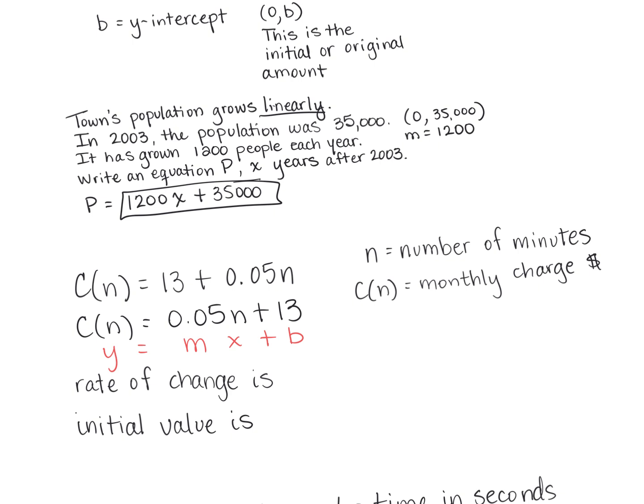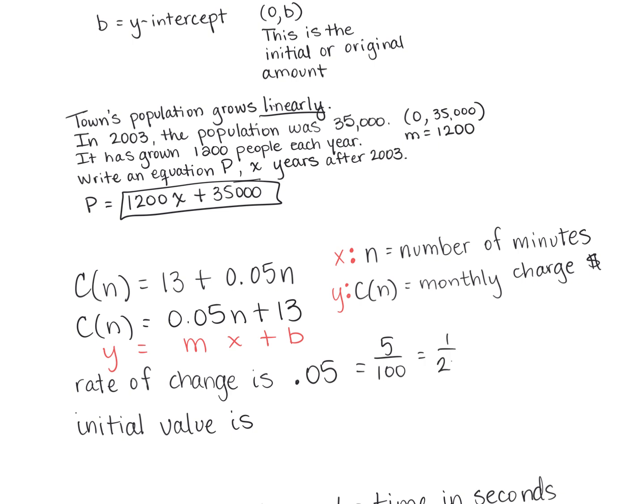It says that n is the number of minutes that I speak or talk on my cell phone plan, I think is what this is. And then C of n or y are my monthly charges. So if that's the case, then x is the number of minutes that I'm speaking, and C of n is my y value, so that will tell me how much my monthly bill is. So the rate of change is going to be 0.05 because that's my slope, and it may want that as a fraction, so that would be 5 over 100 or 1 over 20.